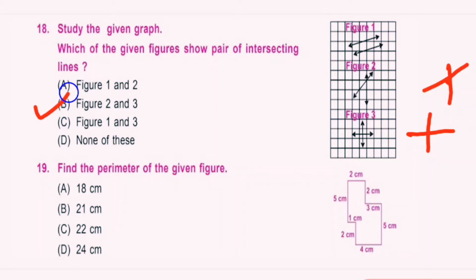Question number 19. Find the perimeter of the given figure. Perimeter is the addition of the outside lengths of the given figure. So here these 2 plus 2 is 4, plus 3 is 7, 7 plus 5 is 12, 12 plus 4 is 16, 16 plus 2 is 18, 18 plus 1 is 19, and 19 plus 5 is 24. Perimeter is equal to 24 centimeters. So here D is the correct answer.